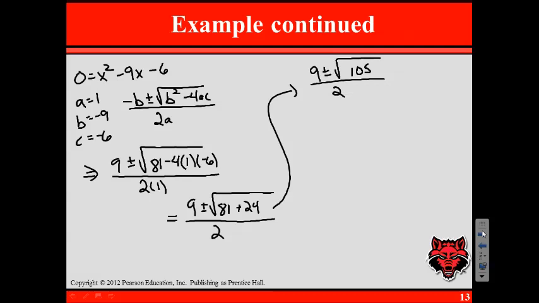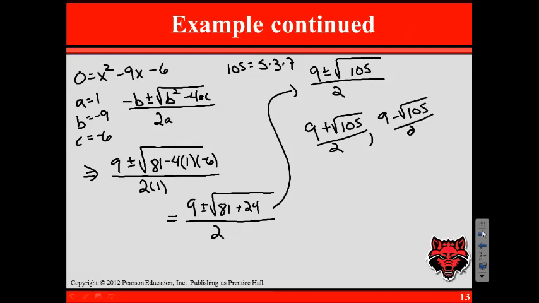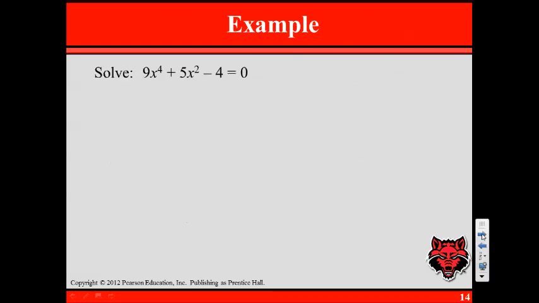105 isn't prime, but if we look at its prime factorization, 105 equals 5 times 21 or 5 times 3 times 7. There are no identical factor pairs that can be pulled out. So for that reason, we have this in the lowest terms we can get. So we have two answers, 9 plus square root of 105 over 2, and 9 minus square root 105 over 2. Let's try another example.